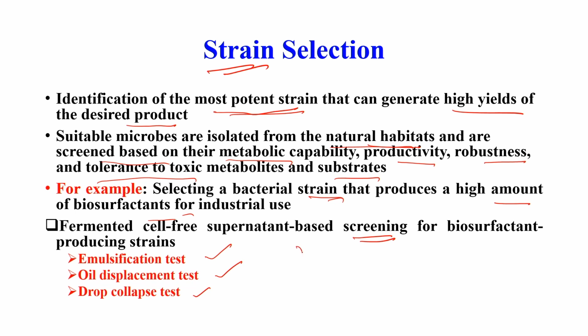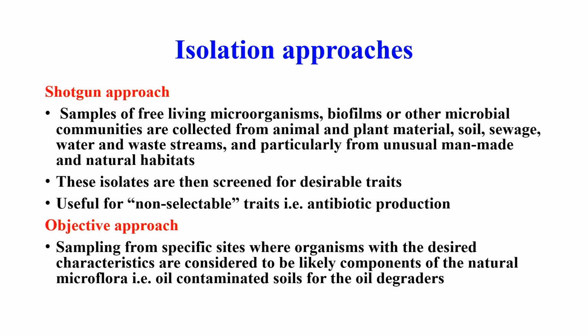Based on this screening, one can identify which one is the potential microbe, because once you isolate you will isolate many, and then you have to narrow down to the most effective microbes. The first thing you have to do is select the site from where you will get the desired strain.